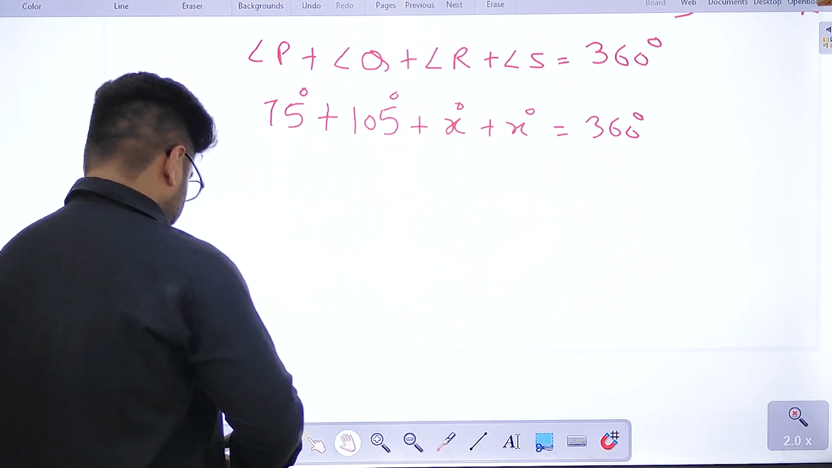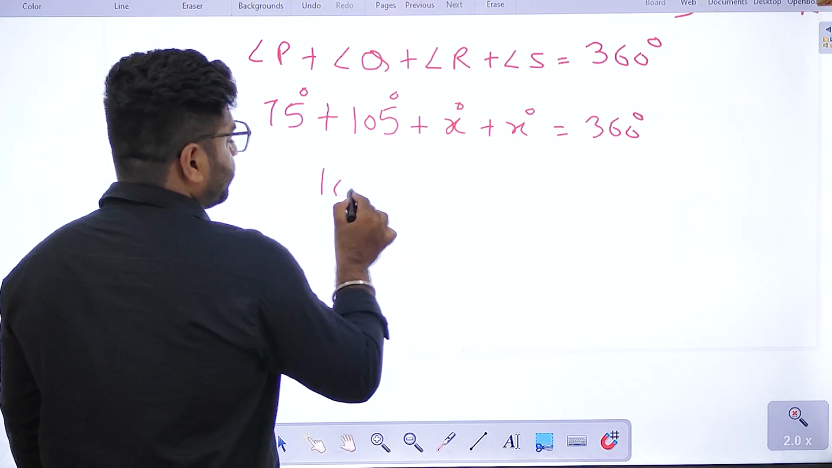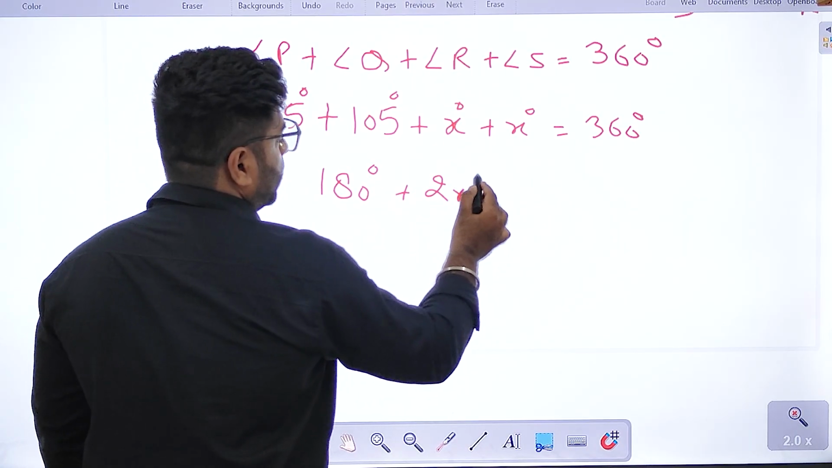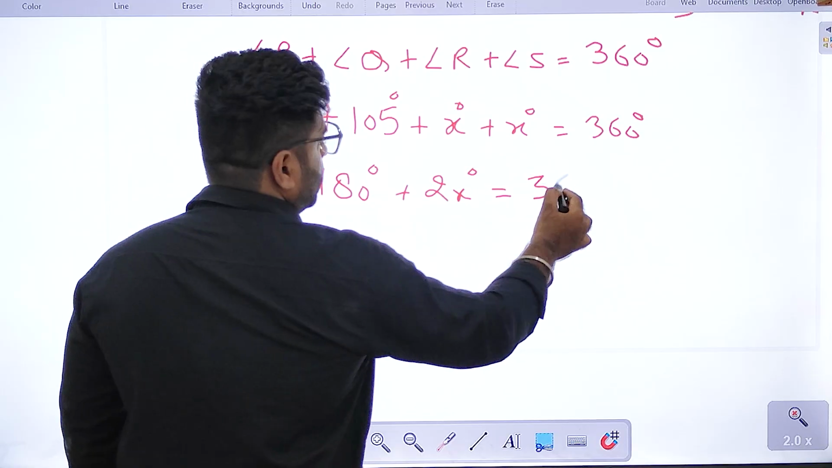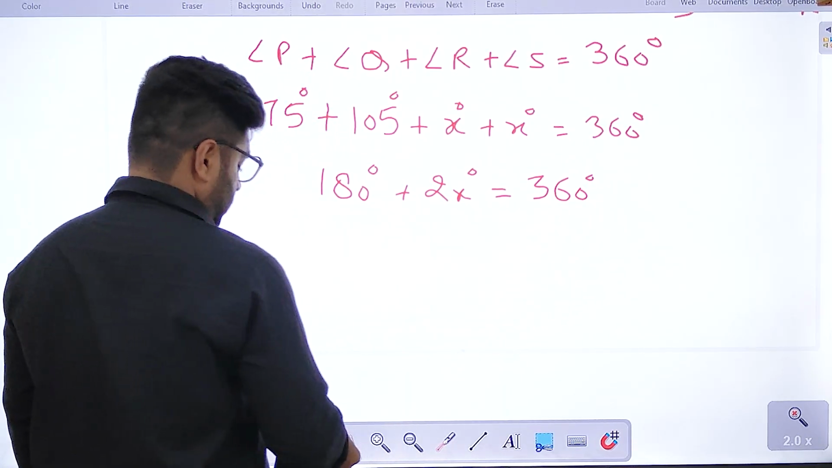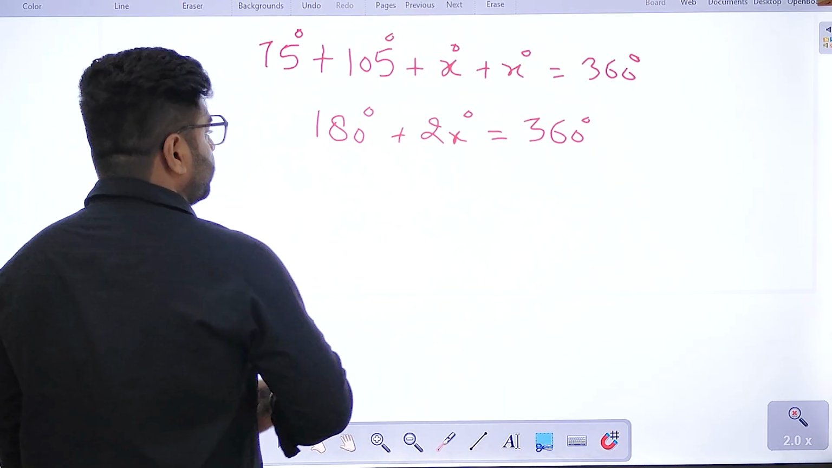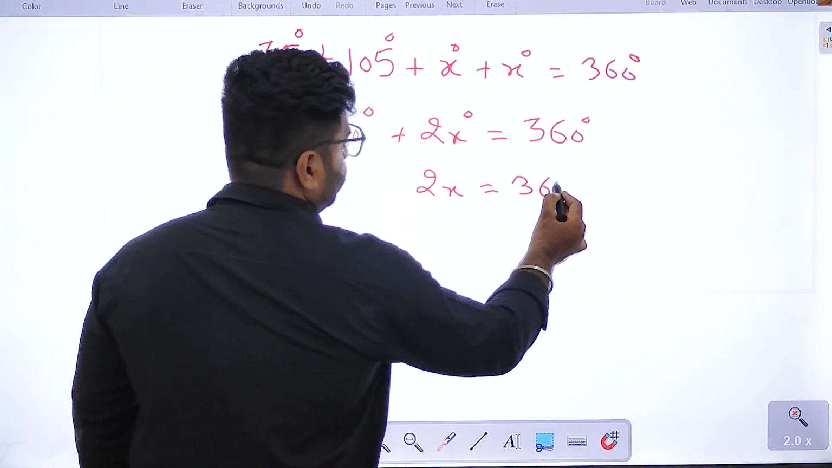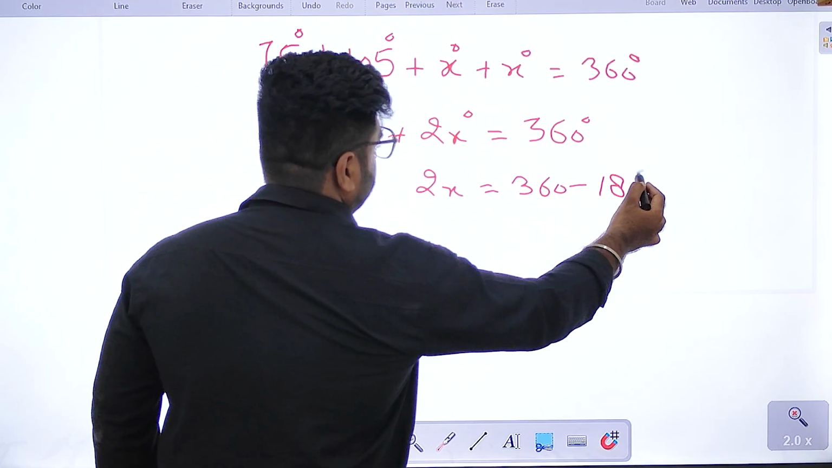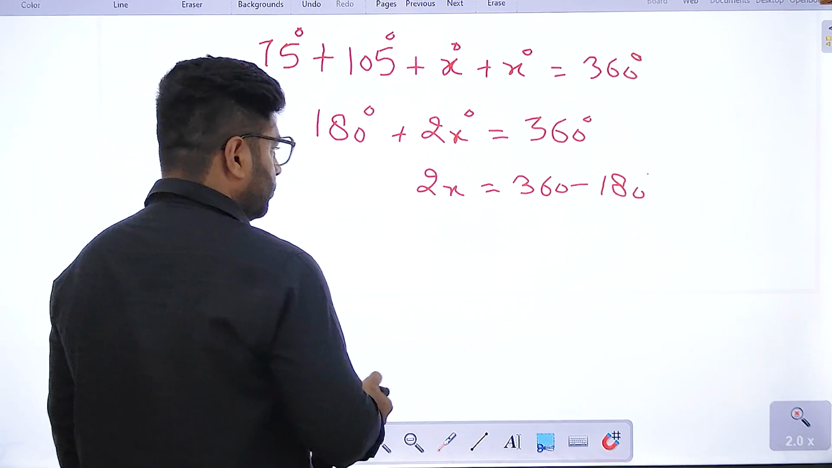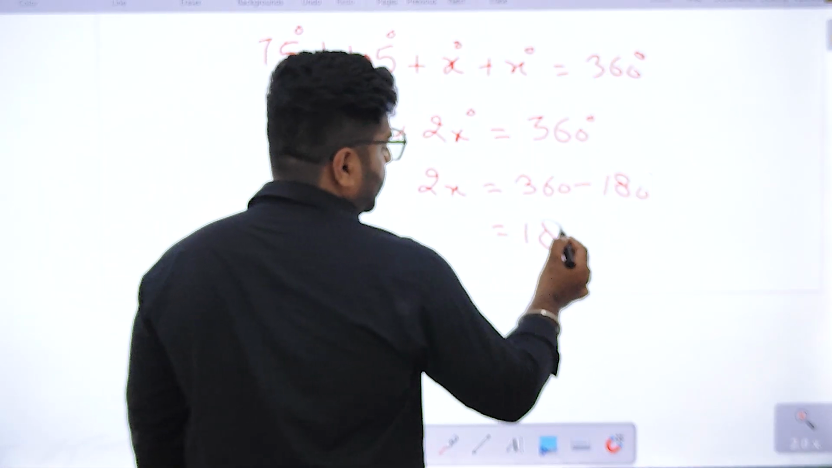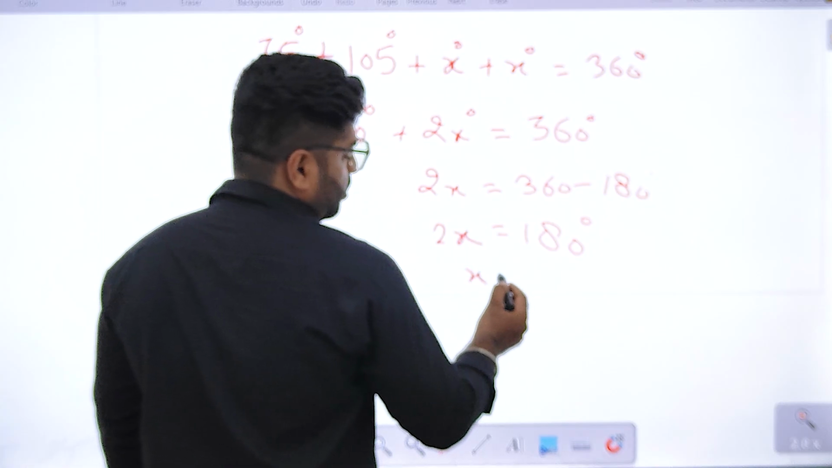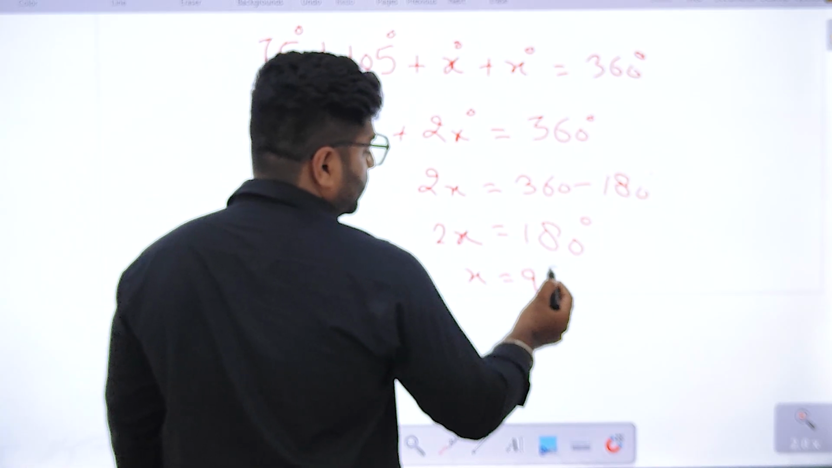Now solve this part. If we add these two numbers, we have 180 degrees. x plus x is 2x degrees, equals 360 degrees minus 180 degrees. Clear? So if we solve this, we have 2x equals 180 degrees. If we solve this, we get the value of x is 90 degrees.